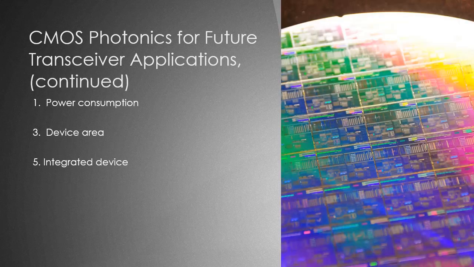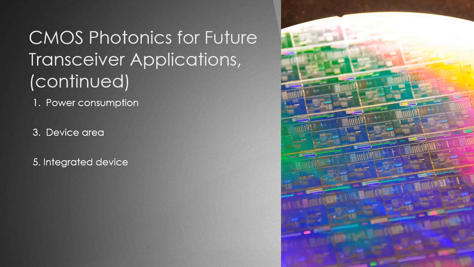So to continue talking about CMOS photonics for the future, the next point we have to consider is power consumption. While talking about power, we must consider two levels: optical transceiver power and overall system power. CMOS devices offer advantages in both these areas. Parasitic and low impedance interfaces are removed, which saves a significant amount of power.